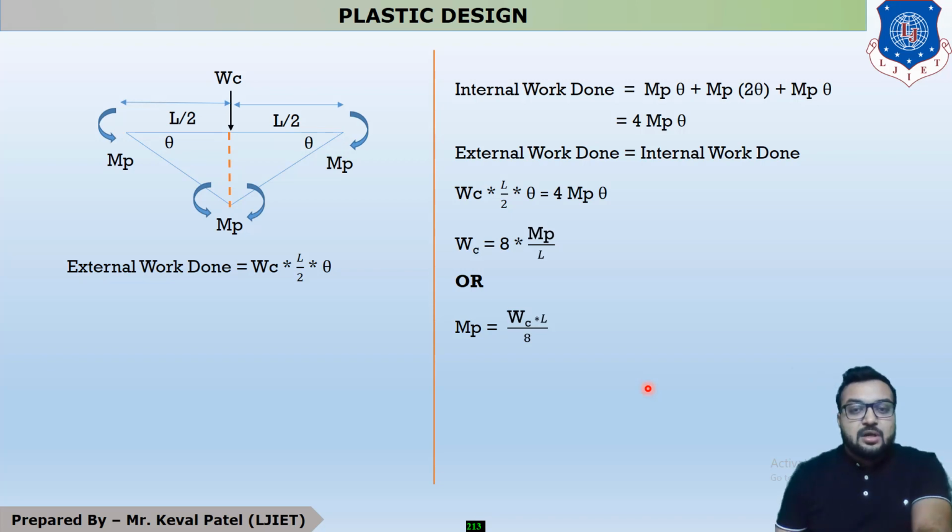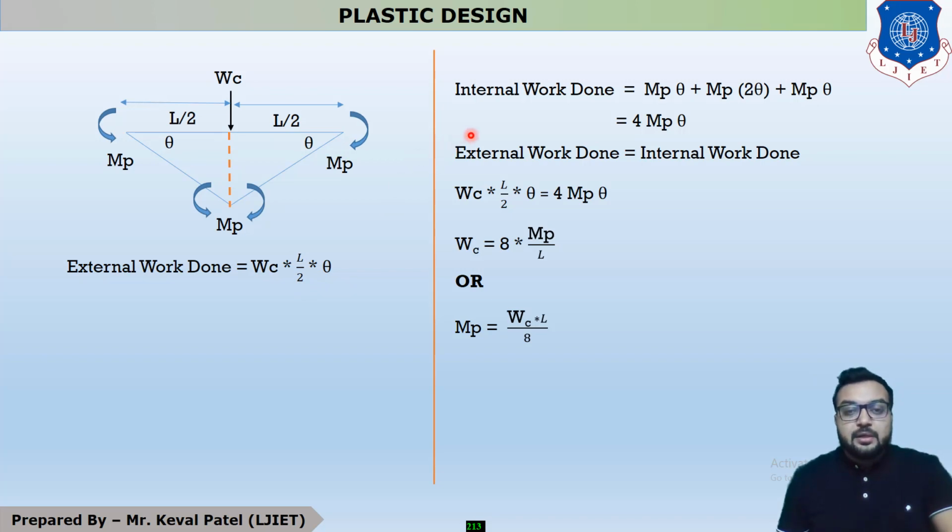Now we are moving further to step number 3, which is the kinematic method. For the kinematic method, first of all we have to make the deflection shape. If the load is acting exactly at the center, then your deflection angles are similar. Your left side deflection angle is theta, this is also theta, and then the deflection angle exactly at the center is 2 theta. Now we are moving further to external work done. The equation of external work done is load into this deflection value, so it is WC into L by 2 into theta.